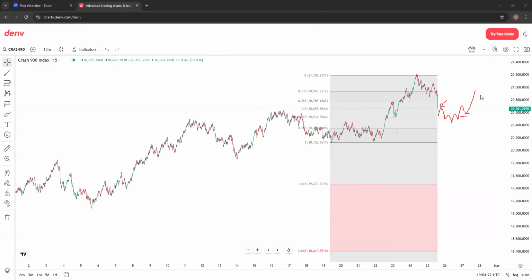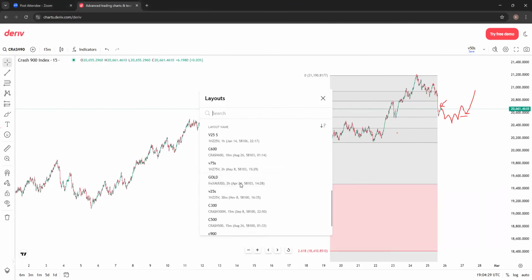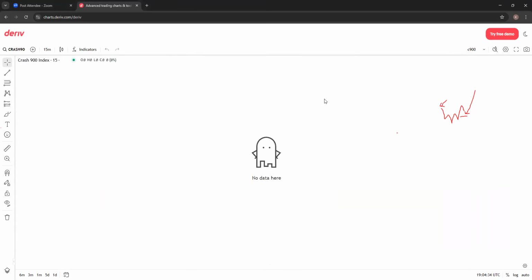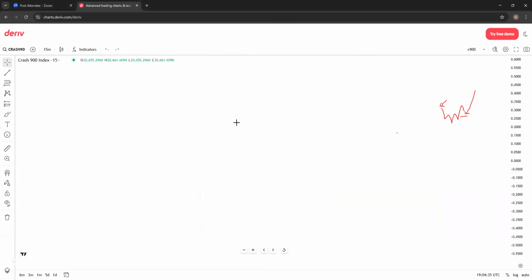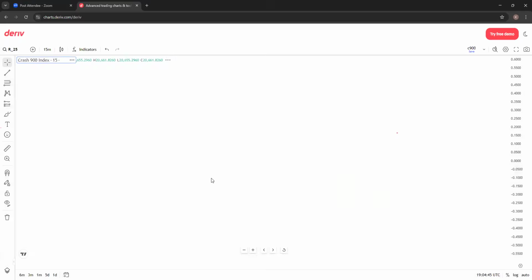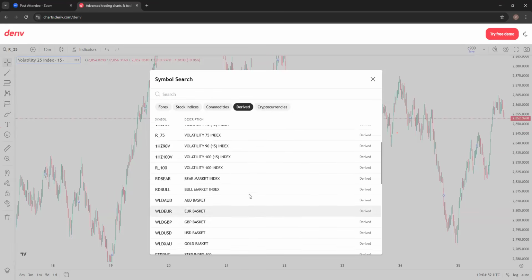Actually, for this Crash 900, let me show you this layout. I did this pair about a week ago, and I actually exited that trade yesterday. I held it for about 6 days. So I want you to see this. Where is that Crash 900?